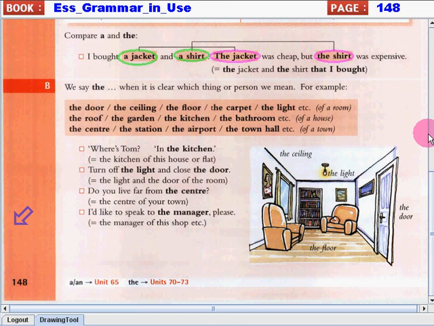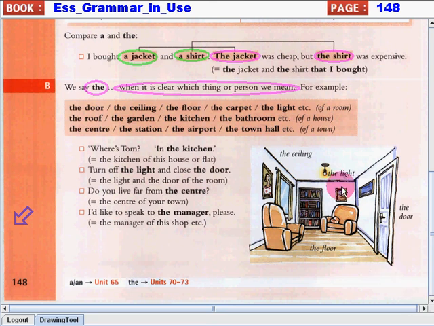Now, again, we use the article the when it's clear which thing or person we mean. Again, when we use the, we are sure, we are certain about what we're talking about. For example, the door, the ceiling, the floor, the carpet, the light of a room, the roof, the garden, the kitchen, the bathroom of a house, the center, the station, the airport, the town hall of a town. Let's read the following.